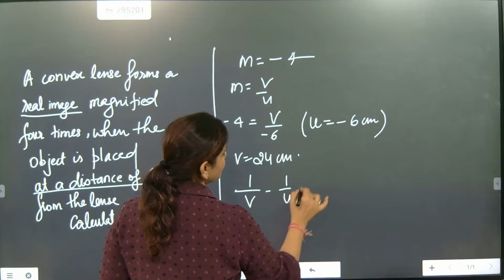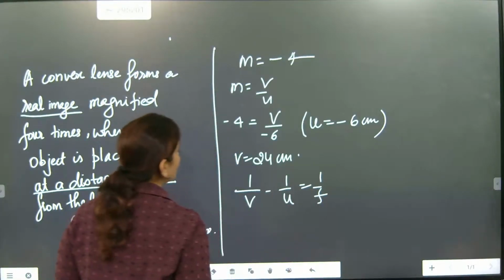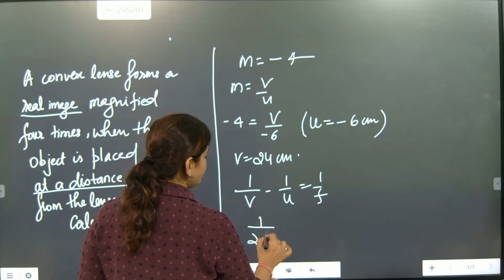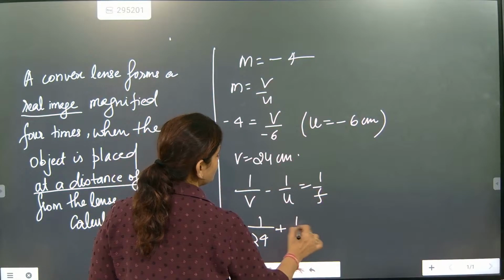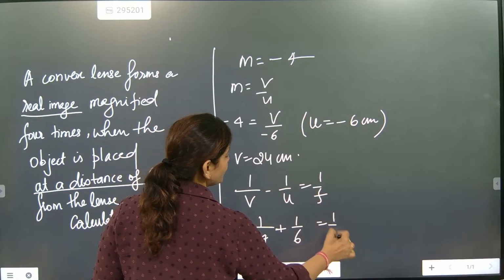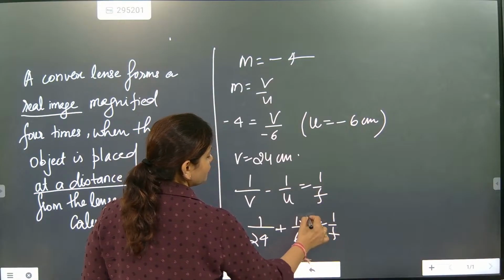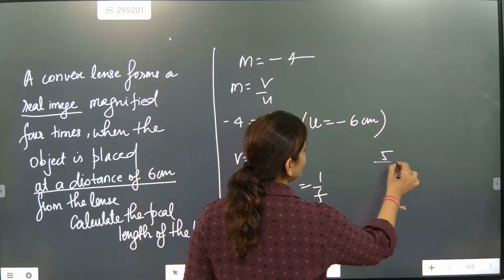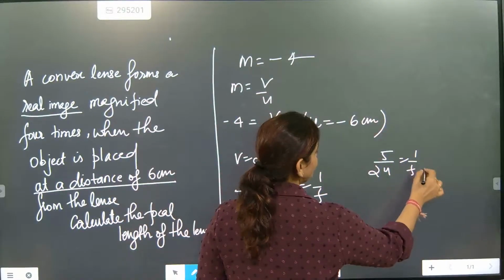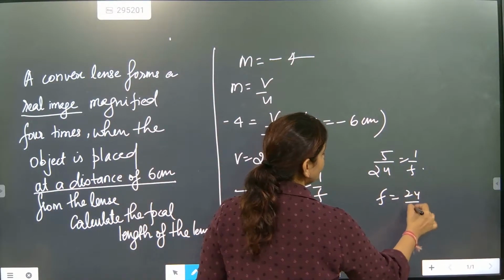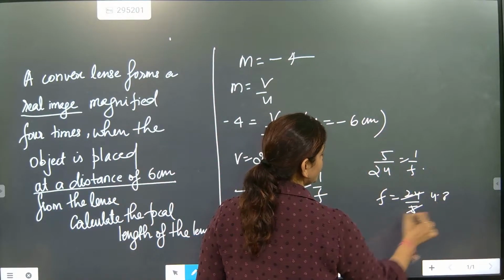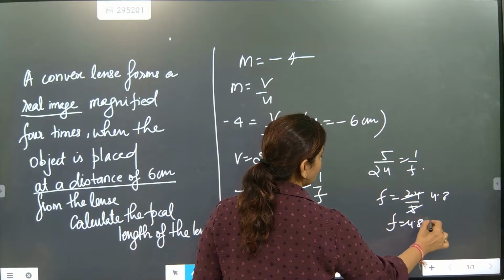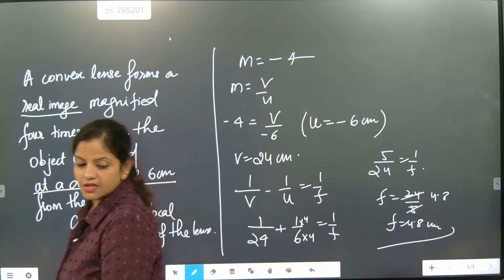So 1 by V minus 1 by U is equal to 1 by F. What is your V? 24. Minus of minus will become plus. We will just multiply by 4, so it will become 5 by 24 is equal to 1 by F. F is equal to 24 by 5, which is 4.8. So focal length is coming as 4.8 centimeters. That's it.